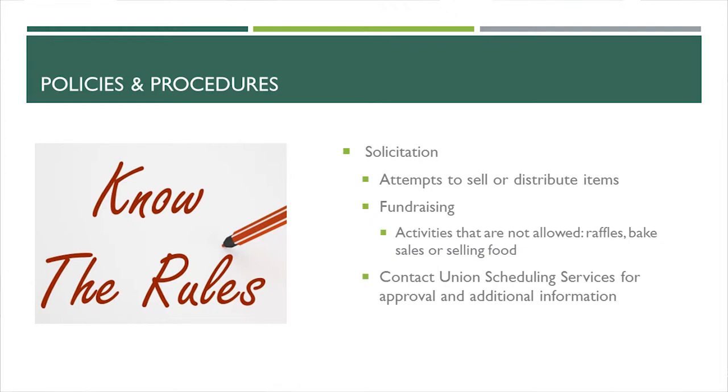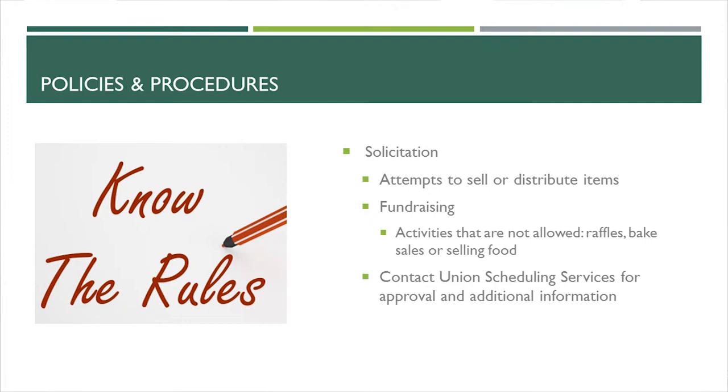With whom? A solicitation permit. With whom? The student organization, when they're out there tabling or doing an event, or if they're going to hand out anything, really. They have to have that permit with them. But the permit is requested from whom? So the solicitation policy and permit is through Union Scheduling Services.